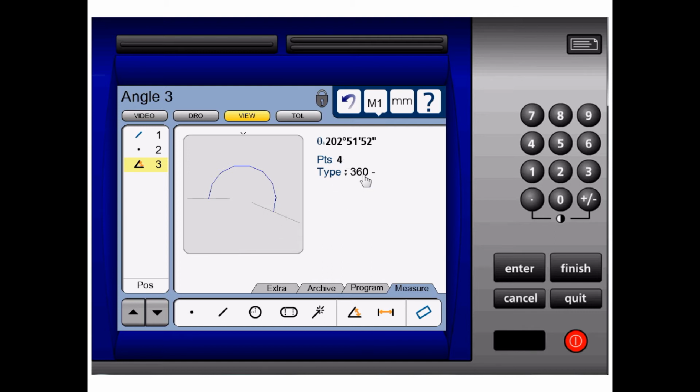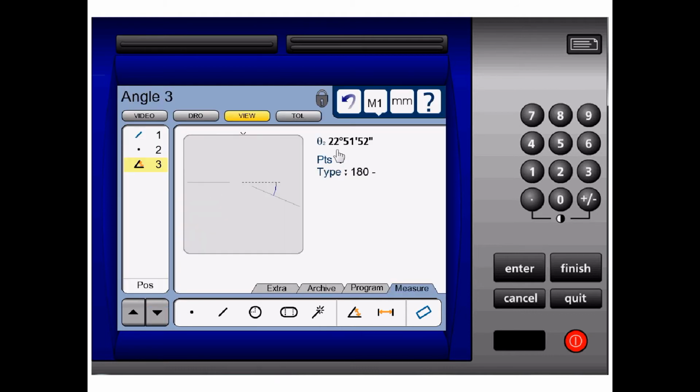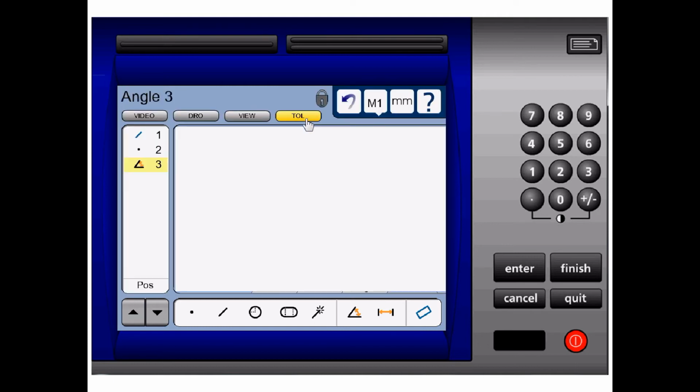-360, which will give you 202 degrees. The actual angle we're looking for would be the -180, which gives us an angle of 22 degrees, 51 minutes and 52 seconds, as shown here. This can then be toleranced.